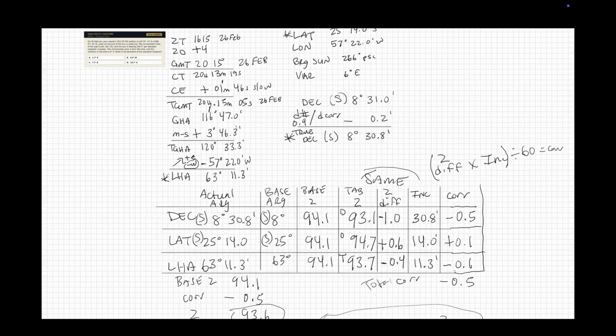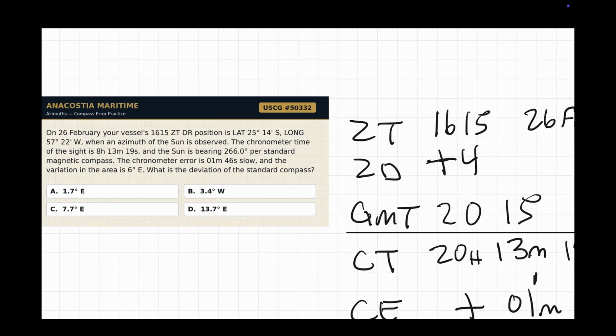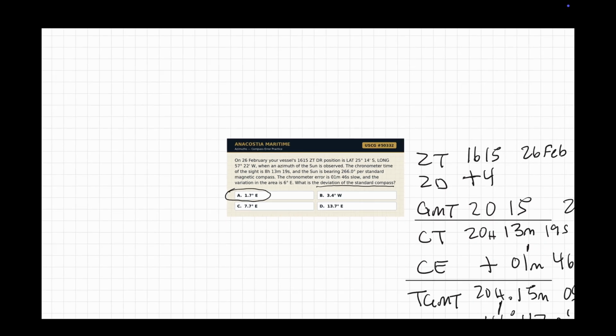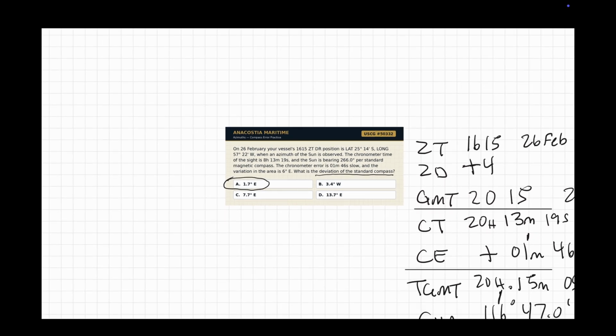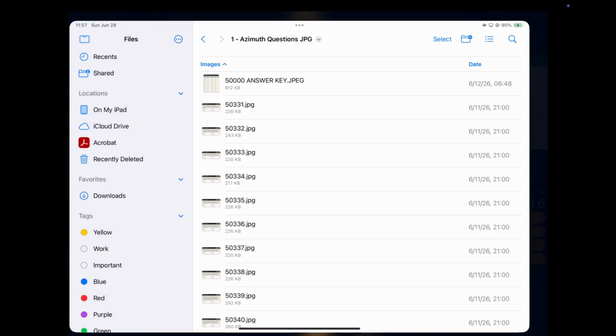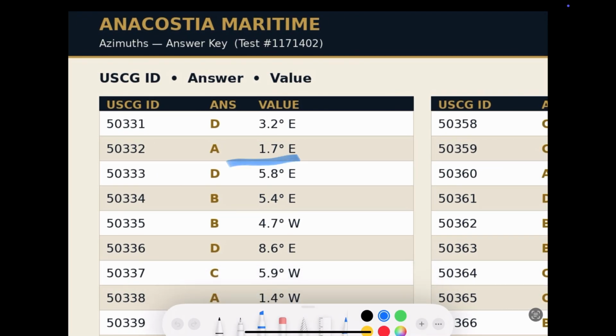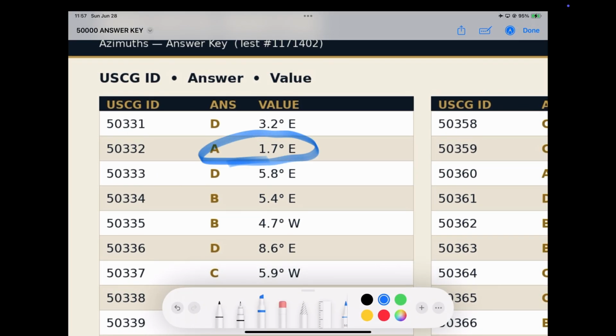What was the question? What is the deviation of the standard compass? 1.7 east, all right? Let's take a look at the answer. Oh, there we got it right there. 1.7 east.